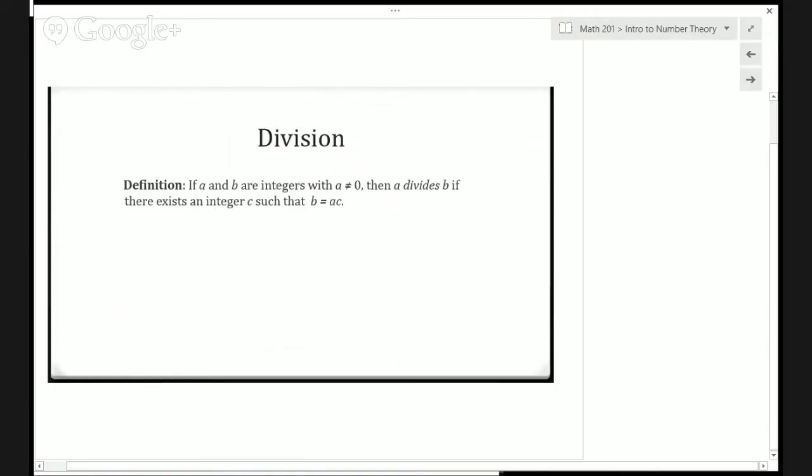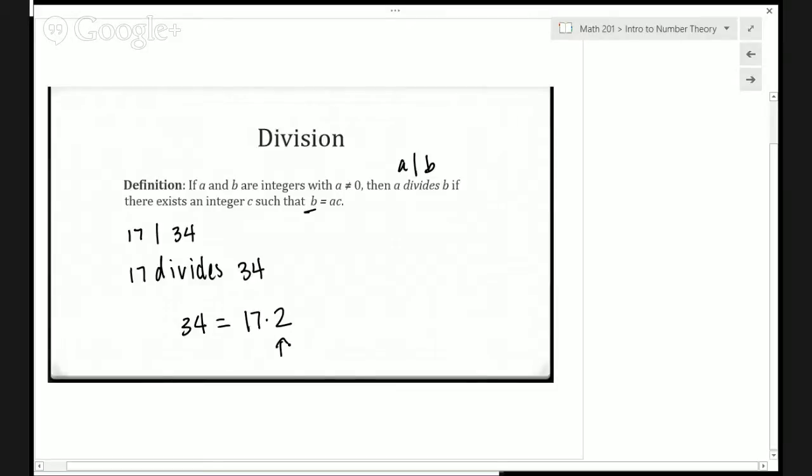And so if we look at our example of 17 divided by 34, or I said that wrong, that's not good. 17 divides 34, that's how we read this: A divides B. And this is true because I can write 34, that's my B, sorry, as 17 times 2. So since 2 is an integer, we're good.